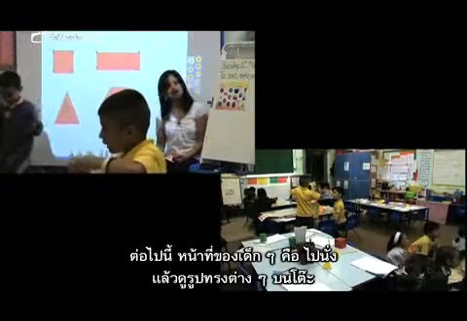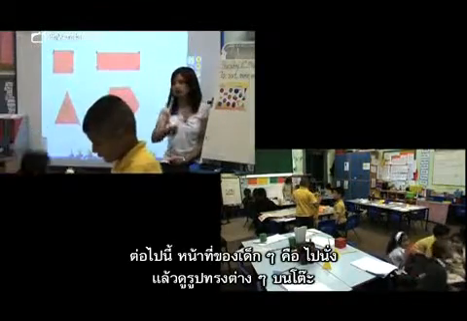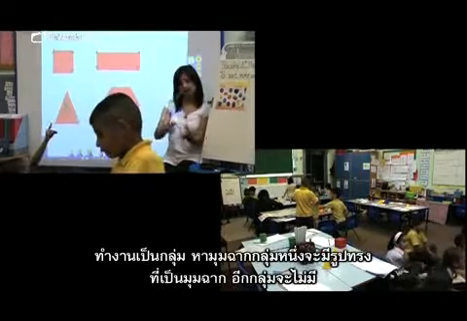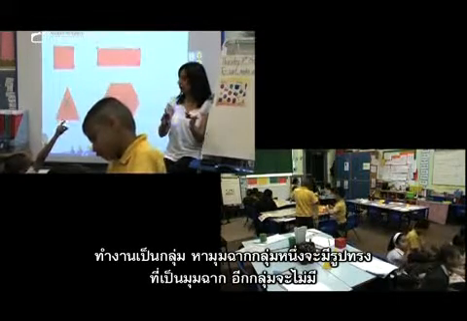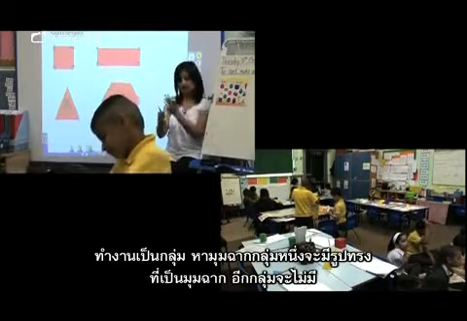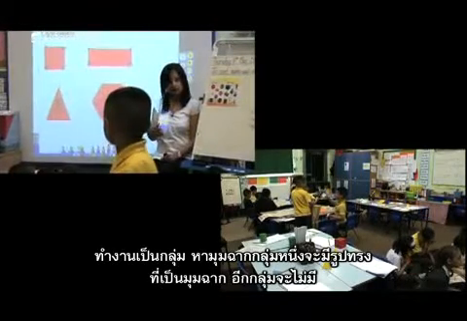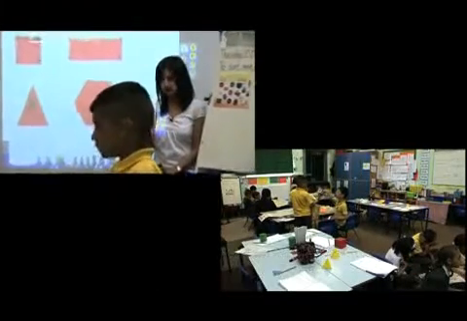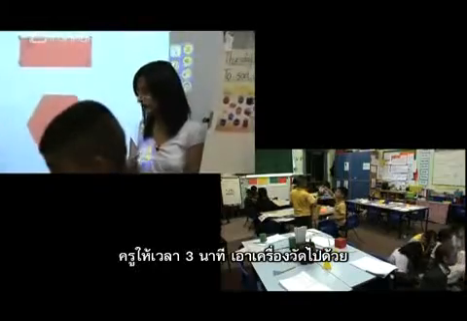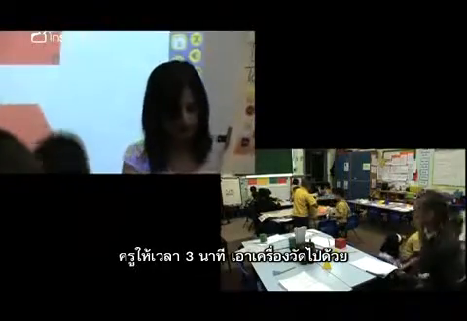So your job now is to have a look at the shapes quickly on your table, and as a group, sort them out. One group that have got right angles, and one group that haven't got right angles. And if you're not sure, have a little chat with the people on your table, and they might be able to help you. Okay, I'm just going to give you 3 minutes to do that. Off you go. Take your measurers with you.